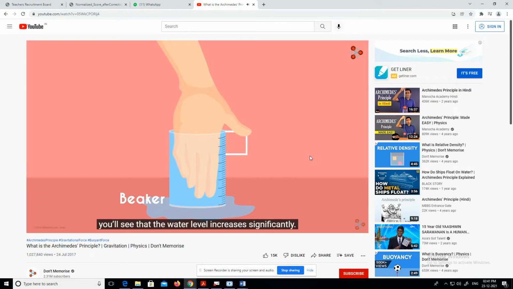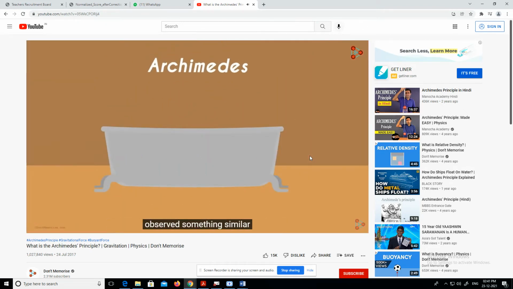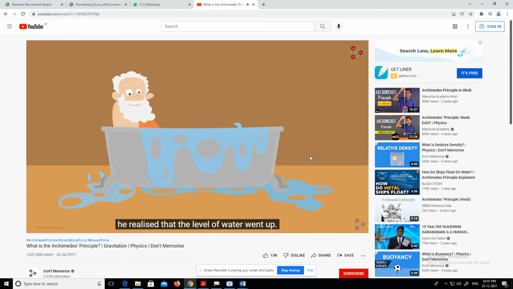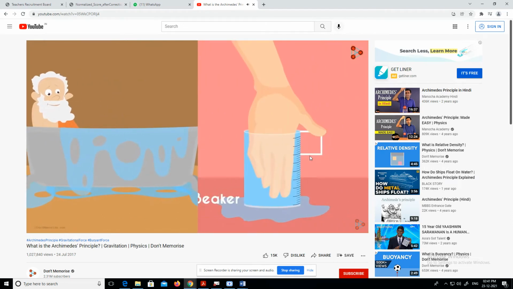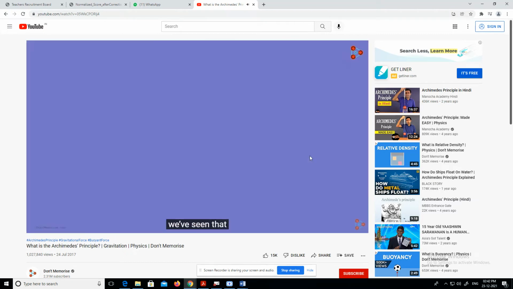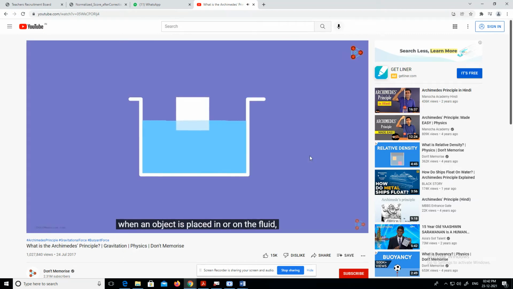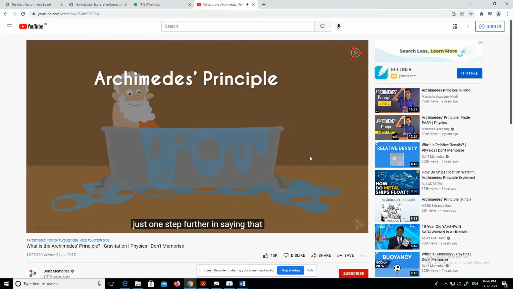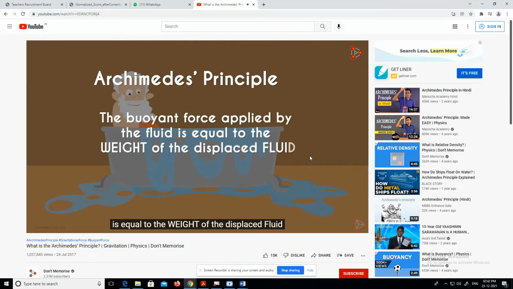The ancient Greek mathematician Archimedes observed something similar when he got into a bathtub. When he got in, he realized that the level of water went up. In both cases, you notice that the water is displaced by the object that goes in. Keep this thought in mind. We'll come back to it soon. In our previous videos, we've seen that when an object is placed in or on a fluid, the fluid exerts a buoyant force on it which acts upwards. The Archimedes principle goes one step further in saying that the buoyant force applied by the fluid is equal to the weight of the displaced fluid.